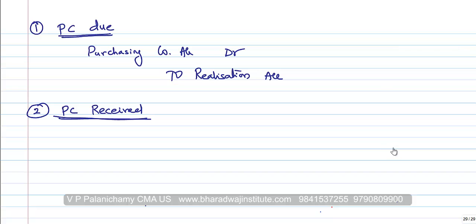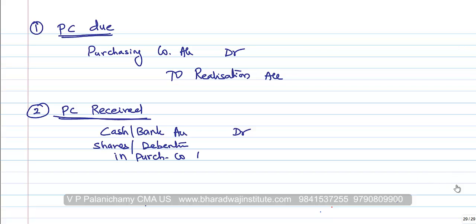Debit what comes in? It can be cash or bank account debtor if it is paid in cash, or it can be shares or debentures in the purchasing company account debtor. Whatever you collect, you debit it, and credit the giver. Who's the giver? To purchasing company account.